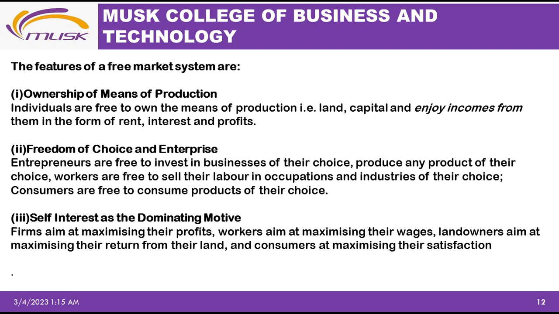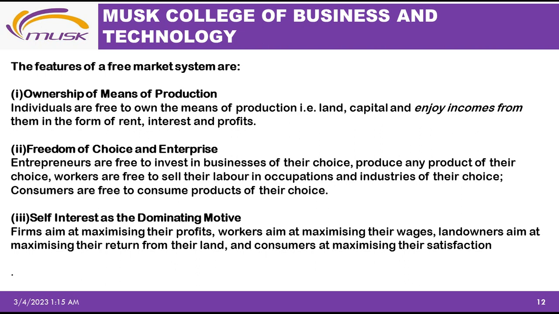We have ownership of means of production. So individuals are free to own the means of production. So you will find in this kind of system land, capital, and enjoy incomes from them in form of rent. Then there is freedom of choice and enterprise. So people are free to make choices of what to consume, what to buy. And then we have self-interest as the dominating motive.